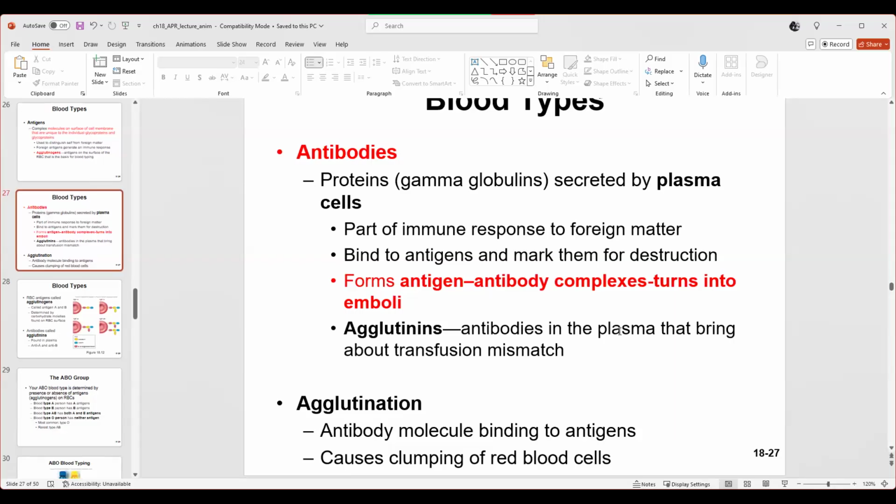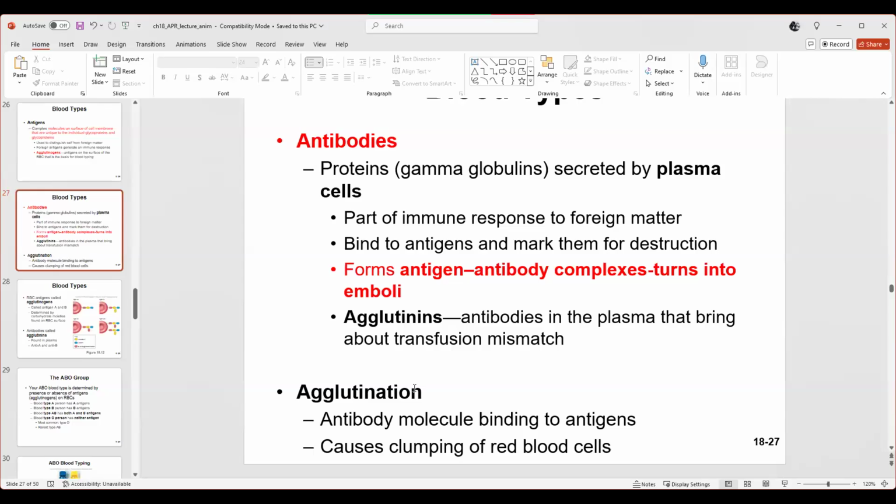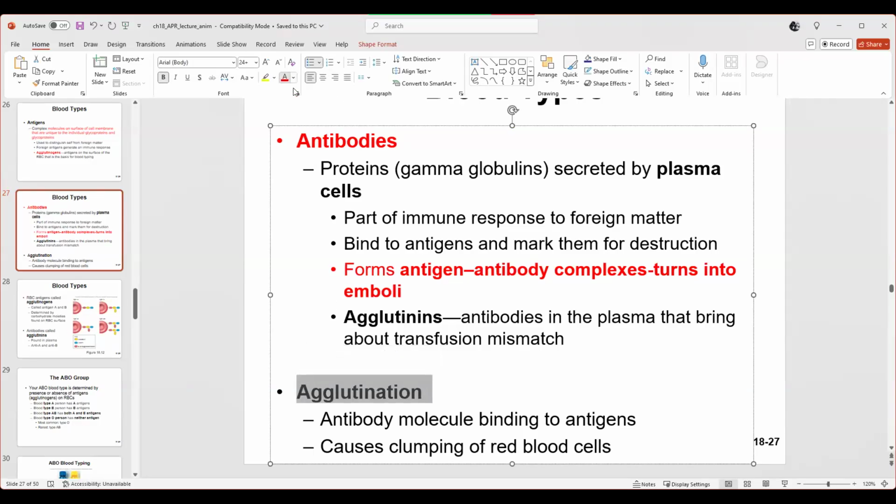Agglutinins are antibodies in the plasma that bring about transfusion mismatch, right? Agglutination is a clumping that we see as an antibody attaches to the antigens, specifically here as an antibody attaches to incompatible red blood cells. Again, the big thing here is understanding that we don't need a first instance. You don't need an accident the first time, and then the second time you will have an actual response.